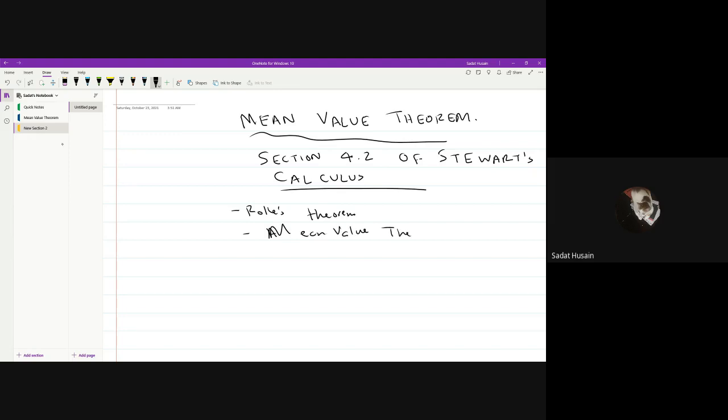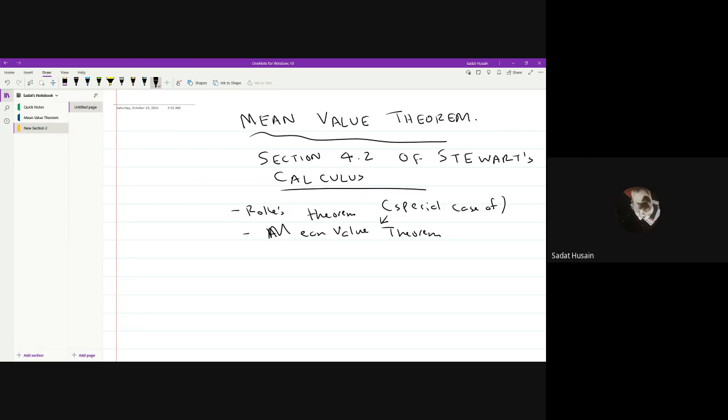Mean value theorem. This is a special case of the mean value theorem. Acha. So far so good. Right.